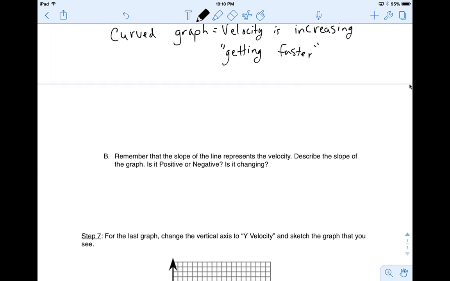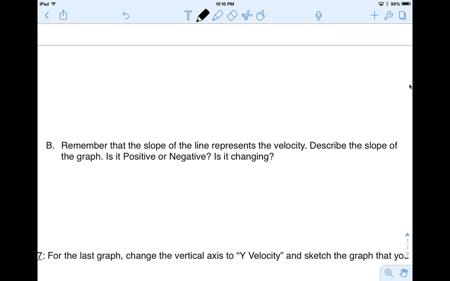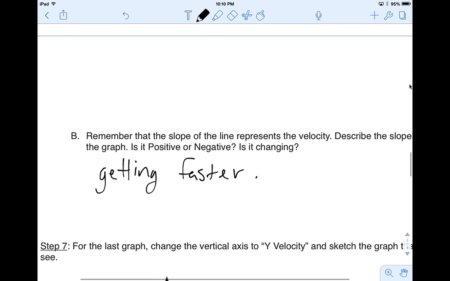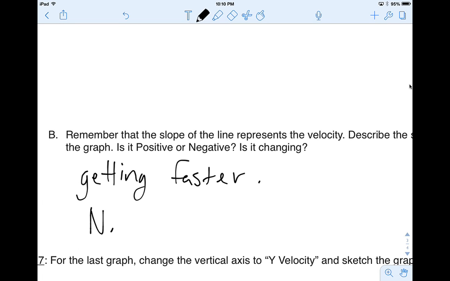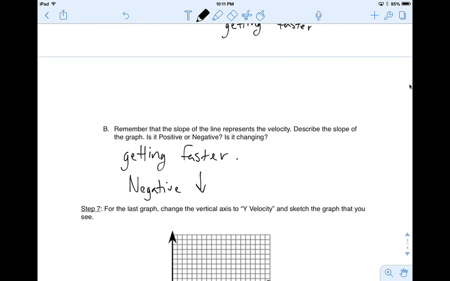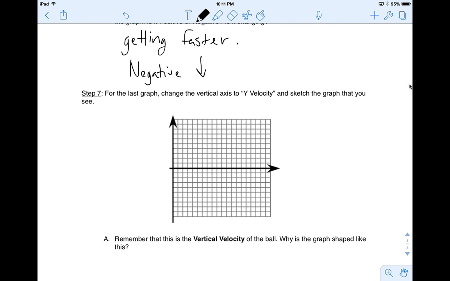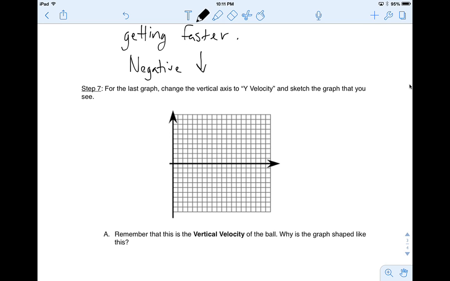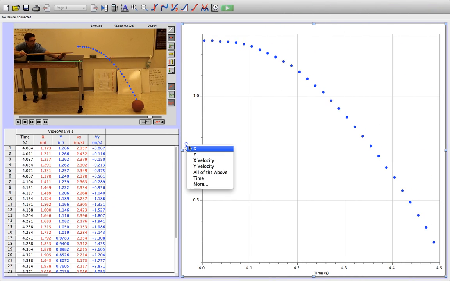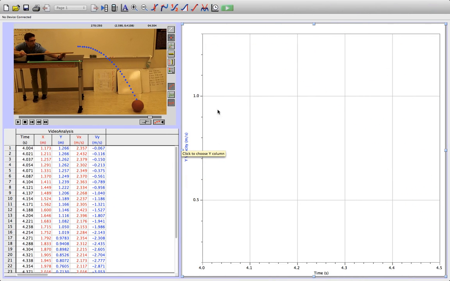Now it says, remember that the slope of the line represents the velocity. Describe the velocity. Okay. So we just said that it's getting faster. But what's important here is that the velocity is also negative. It's negative because the ball is going down. So downward velocity means it's negative. So for the last graph, it wants us to change the vertical axis to y velocity. So let's go change it to y velocity. And I can't see it. That's okay. I'll auto scale.